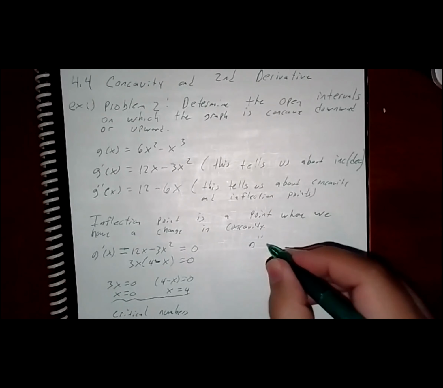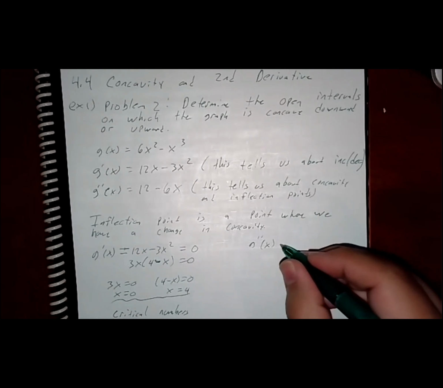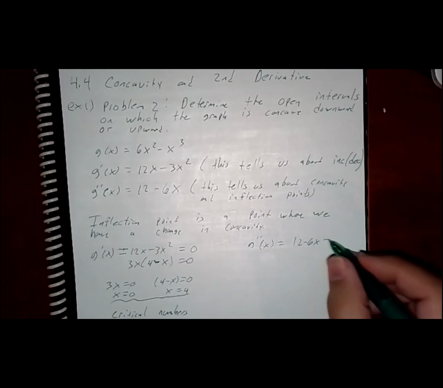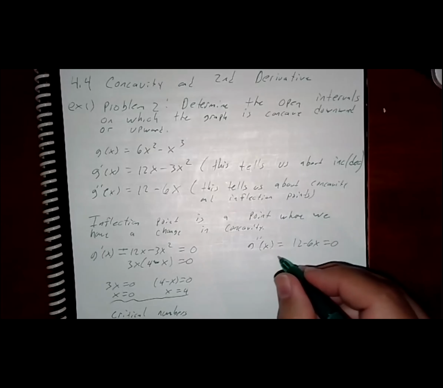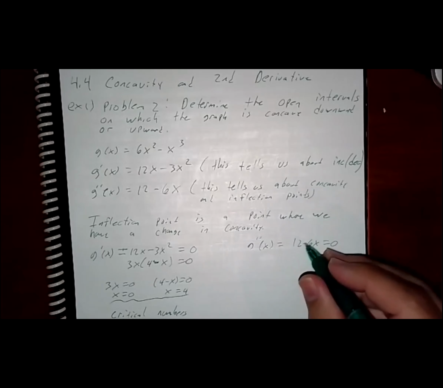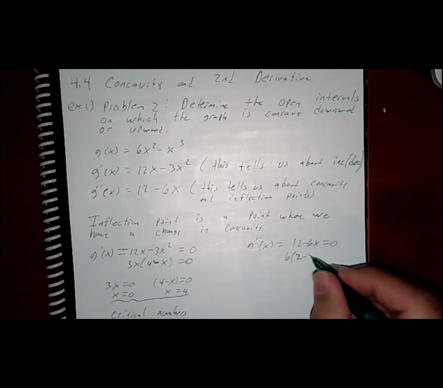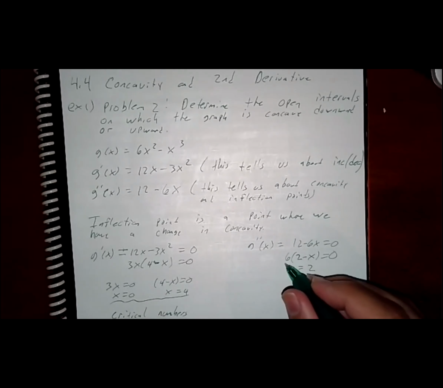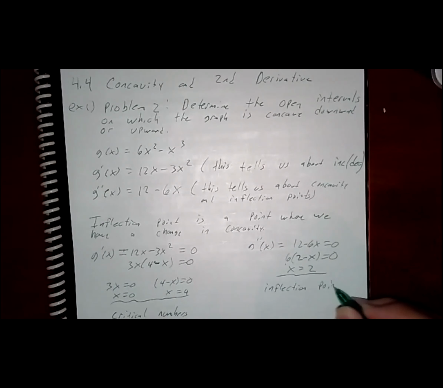So now we will set the second derivative to 0, which was 12 minus 6x. So that's going to be, factor your 6, 2 minus x equals 0. So x equals 2. This right here is an inflection point, or a point of inflection, however you want to read that.